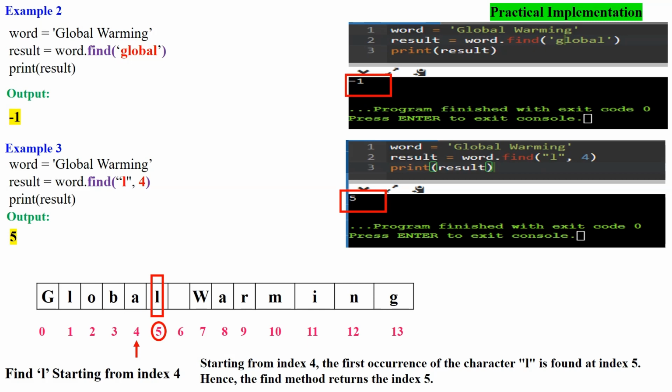Example 3. This code searches for the first occurrence of the character L, starting from index 4 in the string "global warming" using the find method. The find method is called on the string word. It takes two arguments: the substring or character you want to search for, L in this case, and the starting index from which the search should begin, 4 in this case. Now, look at the picture. Starting from index 4, the first occurrence of the character L is found at index 5. Hence, the find method returns the index 5.